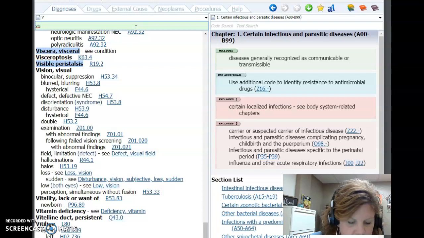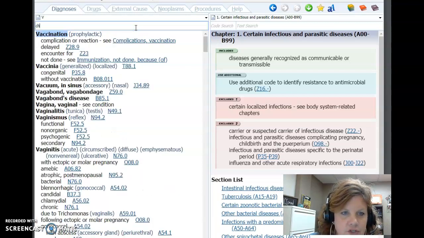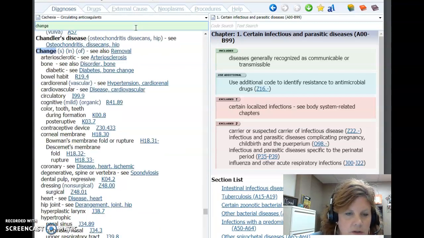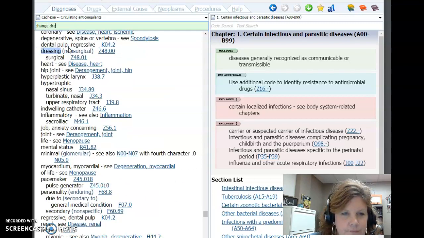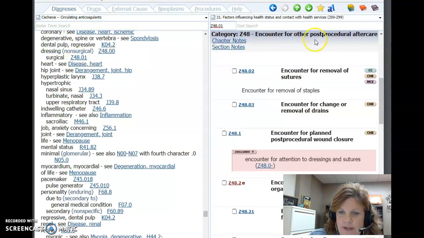So we have visit to change surgical dressing. Let's go to change. Okay, so here I have change. So again, if you need to pause the tape, get to your alpha. So go to change in your alphabet in the first part of the book, the alpha. Right here we have dressing and then surgical. So it's going to be Z48.01. So there you have the answer for the first one.